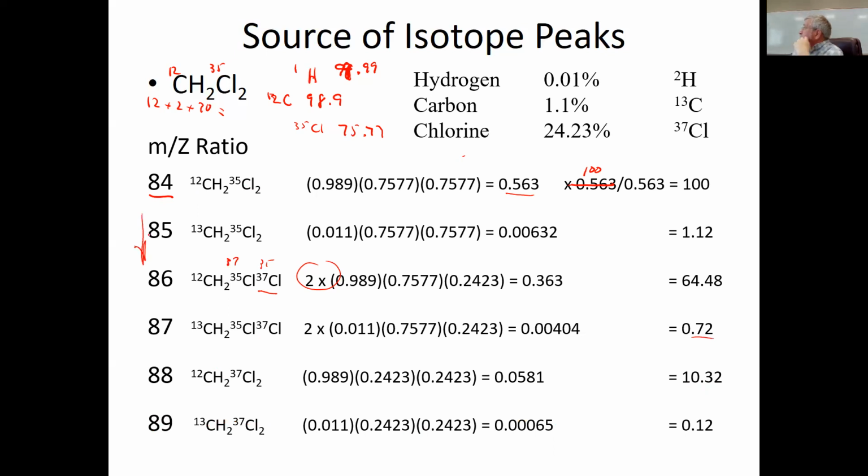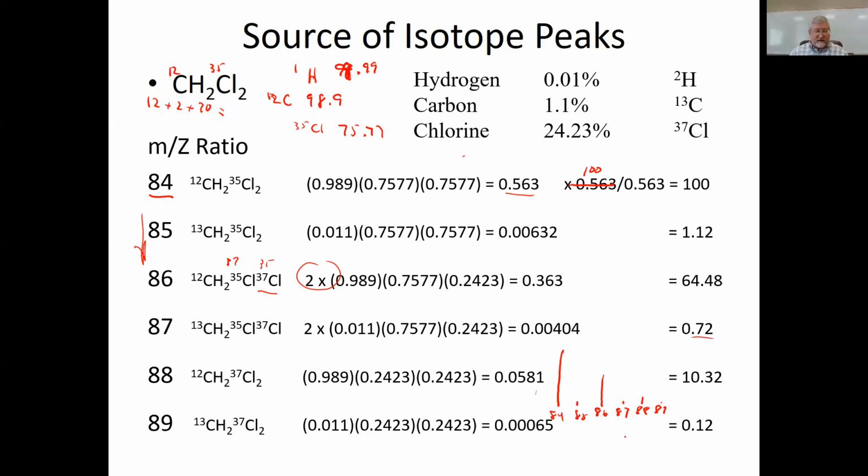And the peaks over here, the higher the number, the bigger the peak is. So this is 100. This is 84. 85 would be about that. And then 86 would be 64, which would be up in here somewhere. And then 87 would be just a dot. This should be bigger. And 88 would be about 10. And 89 is as simple as could be.